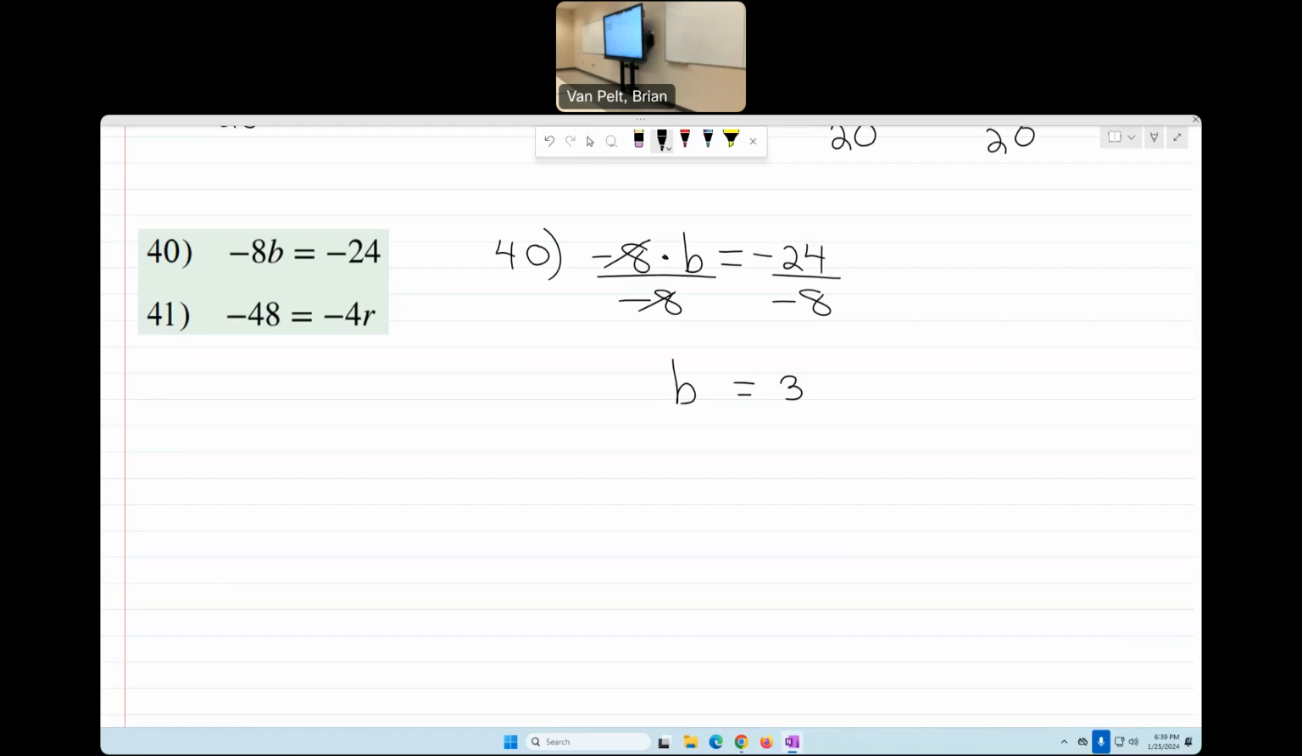All right, and the second one, same deal. I'm going to put a big dot so I can tell what I'm doing. So this is -4 times R. I'll simply divide by -4. And now the negative divided by a negative cancels. Anybody know what 48 divided by 4 is off the top?